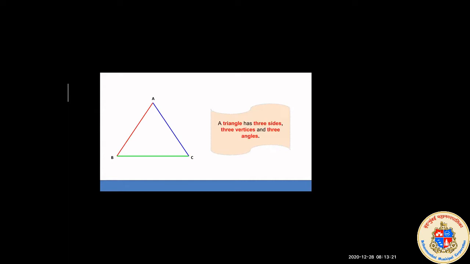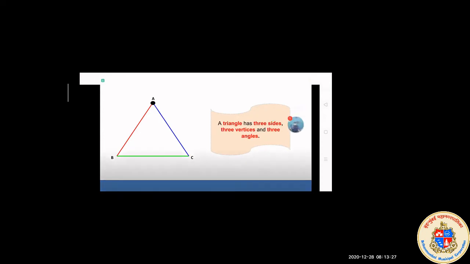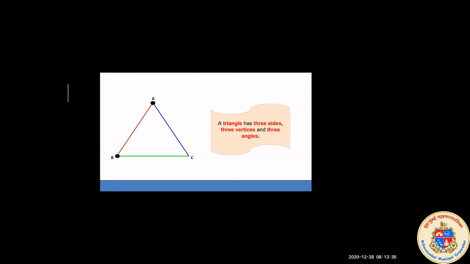It also has vertices. So what are vertices? Vertices are the points which join two segments. So these are vertices A, B, and C: vertex A, vertex B, and vertex C. Every figure has sides, and every figure has vertices. These are the vertices of a triangle: three sides, three vertices.